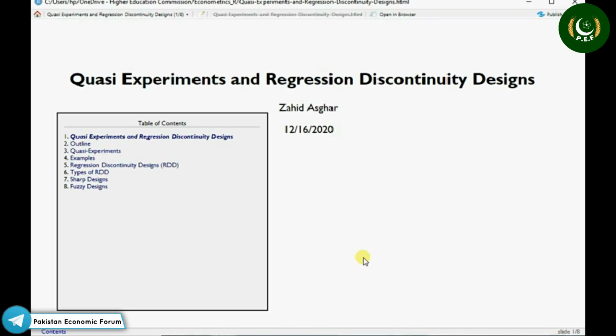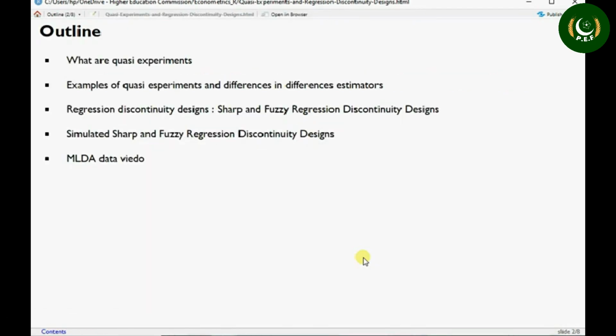What we'll discuss in this: what are quasi-experiments, examples of quasi-experiments and differences in differences estimators, and regression discontinuity designs. There are two types of regression discontinuity designs, sharp and fuzzy. We shall use simulated data for these sharp and fuzzy discontinuity designs using R, and our next video will be on minimum legal drinking age data.